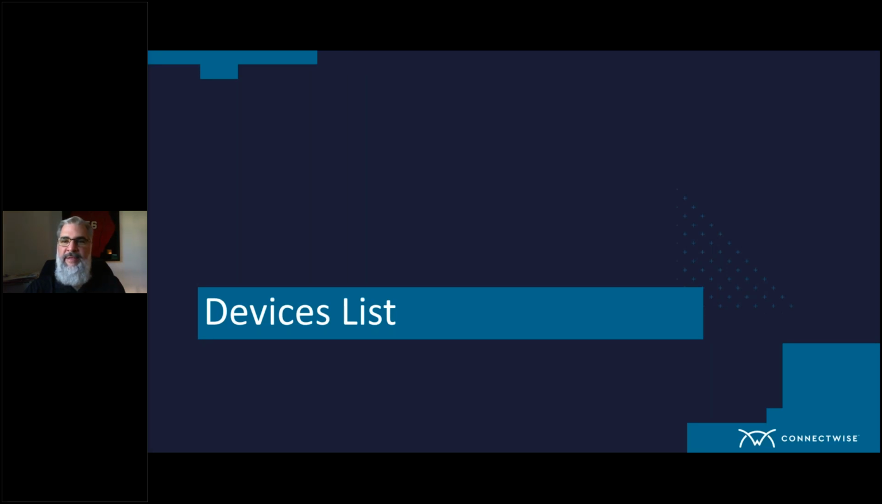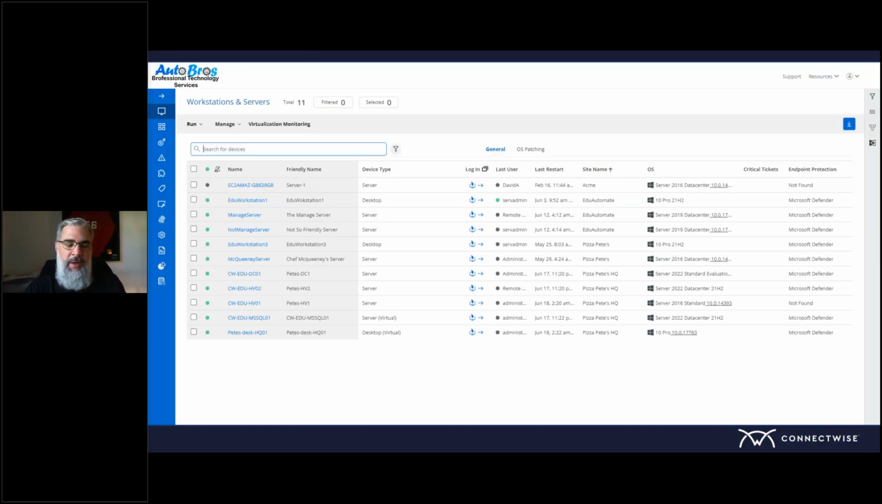Starting with the devices list. When you log into ConnectWise RMM, this is your landing page. You come in here and this is all the devices available to you. You can see I do not have an overabundance of devices in our environment, but for you guys, you may have thousands of devices in here. So this is your one-stop shop for me to find devices, get into the device screen. I can also take some actions right from this device list as well.